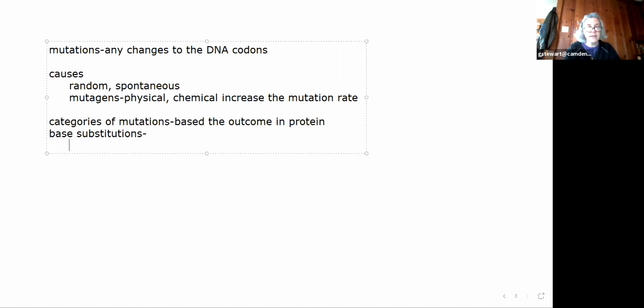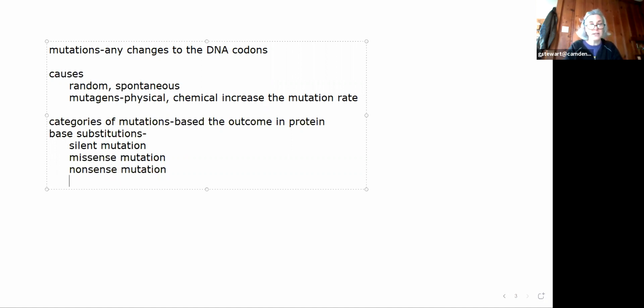And then the result can be things like a silent mutation, where there is no change to the amino acid. It can be a missense mutation, right? So a change to the base, but we still code for the same amino acid, or a different amino acid. A nonsense mutation causes a stop codon to be put in. And then there can also be what we refer to as a frame shift mutation.